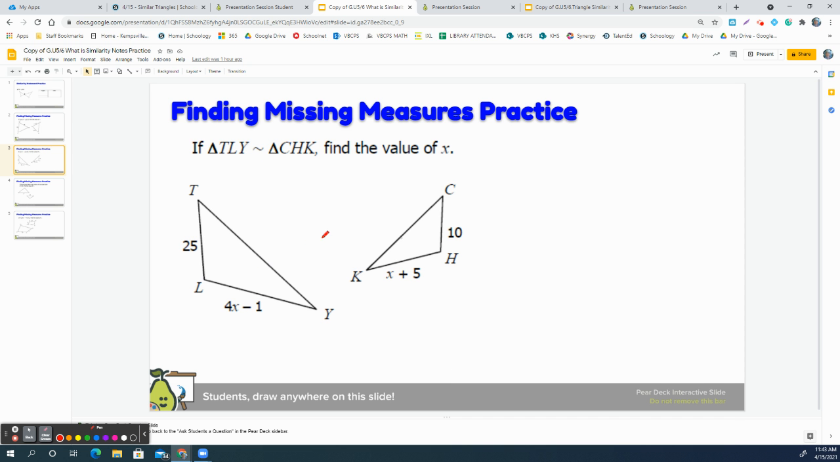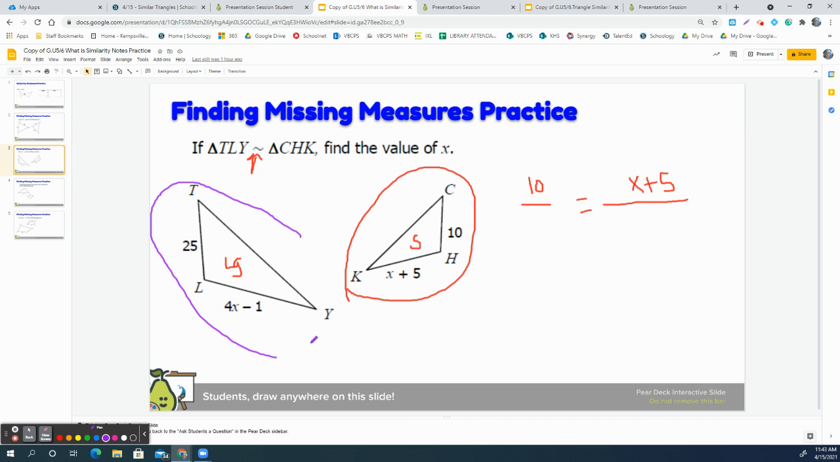So if I'm looking at this, I've got a large triangle and a small triangle. I'm going to start with the small triangle. You don't have to do that. I know I've got similar triangles, so I need to make a proportion. And then I've got this large triangle. So what goes with the 10? What goes with CH? TL.